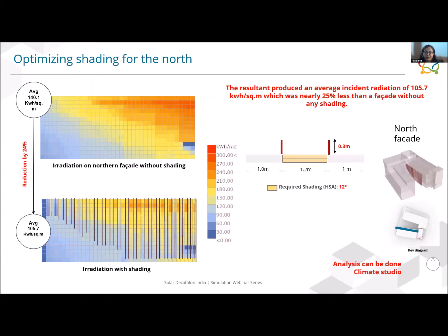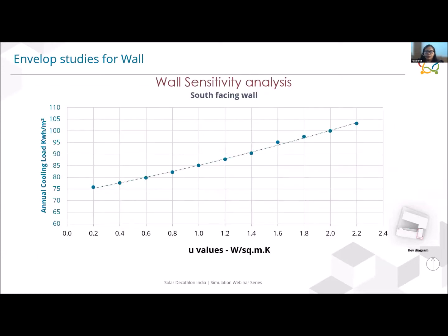Now, this is also one way to look at the shading benefit analysis and the results. The image on the top shows irradiation falling on the facade without shading. So this is the option without shading. And the one on the bottom shows the vertical fins, so this is with shading. By providing the shading, average irradiation on the facade could be reduced by 24%. Here, as you can see, the average irradiation falling on the facade was 140. However, when we reduce it and average it out, it was roughly around 105. So this is also one way of looking into the irradiation studies.